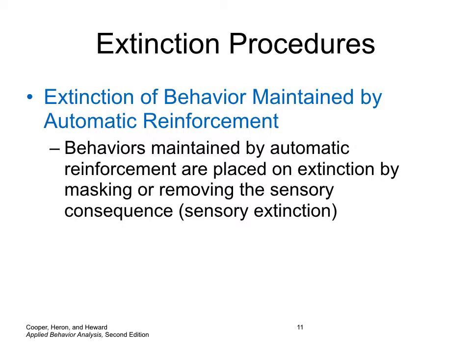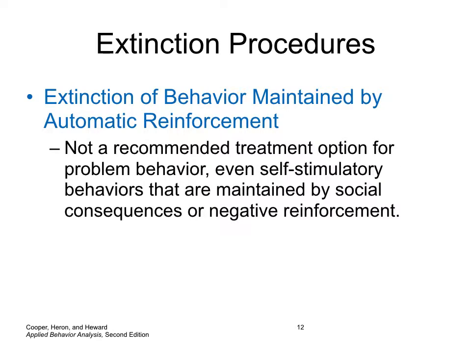So this is the third example. Behaviors maintained by automatic reinforcement are placed on extinction, also known as sensory extinction, by masking or removing the sensory consequence. Extinction linked to automatic reinforcement is not a recommended treatment option for problem behaviors, even self-stimulatory behaviors that are maintained by social consequences or negative reinforcement.